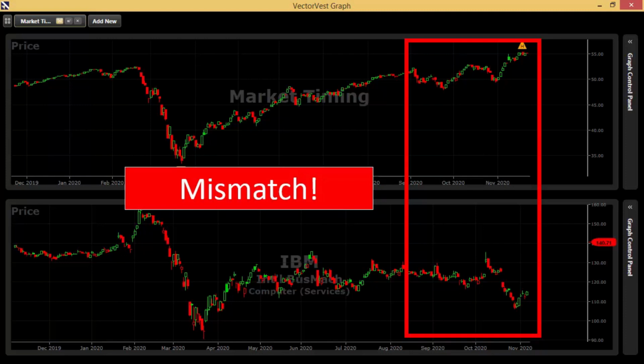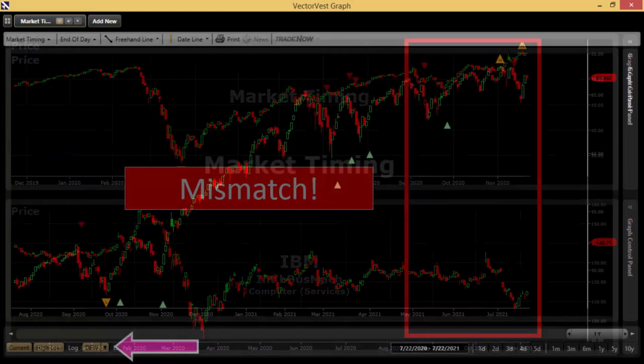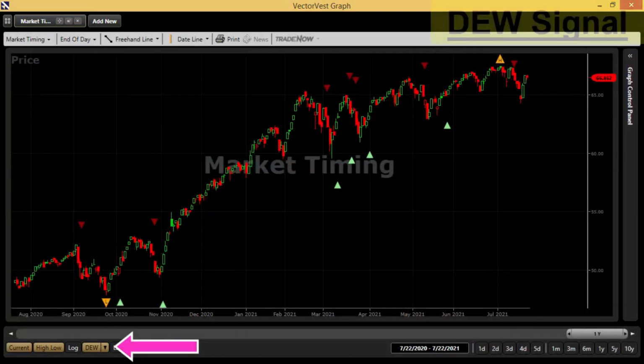Here at VectorVest, we have ways to help you with both. We'll talk about the stocks in the upcoming key principles. And as far as the market signals go, there are several great ones to use for your income trades. So here's our favorite. This is the DEW signal. Notice it does a fantastic job of identifying both the beginnings of uptrends and downtrends. And we actually use this signal as the basis of our option paycheck system, and it's served us well for many years.